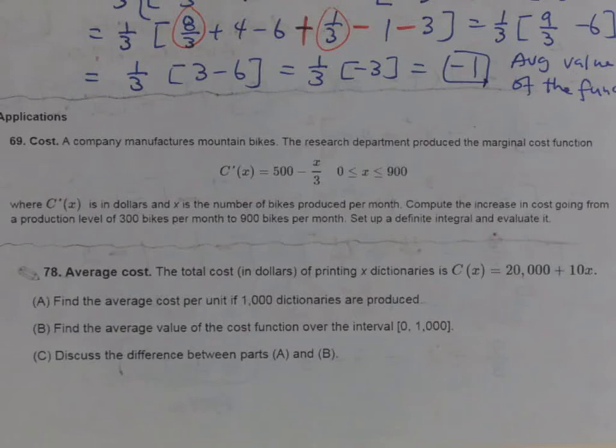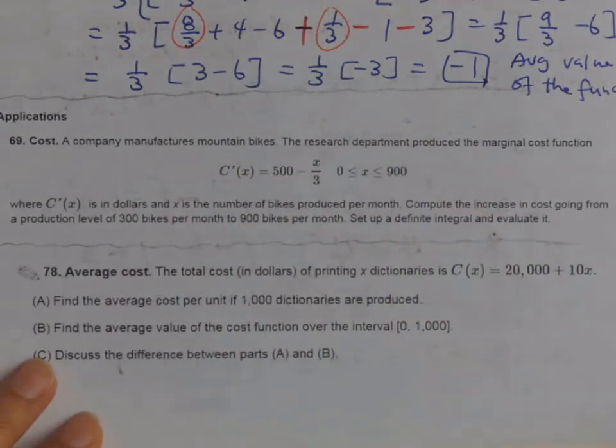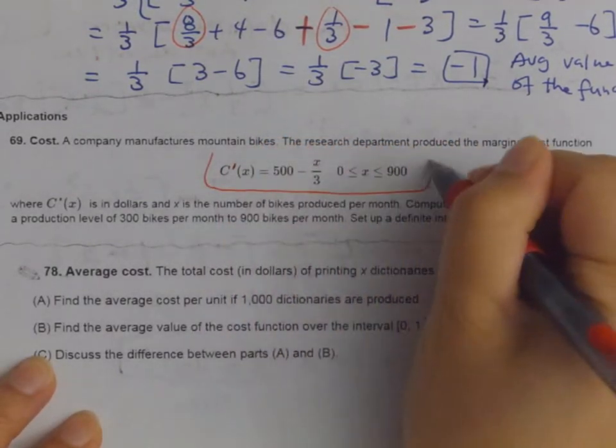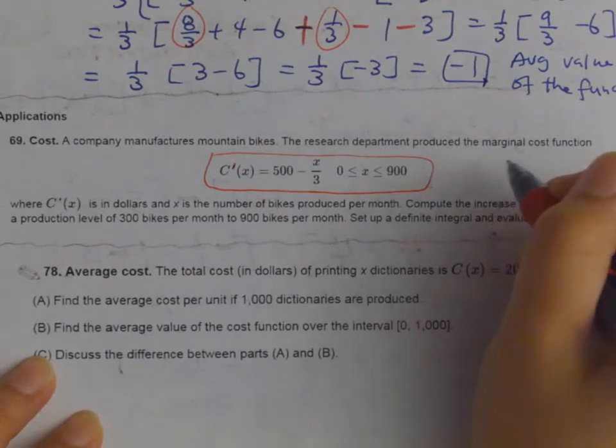Okay, so let's look at number 69. A cost function, let me see. A company manufactures mountain bikes. The research department produced the marginal cost function. So this is a marginal cost with the apostrophe here. So it's already taken the derivative, right? This is a marginal cost function.